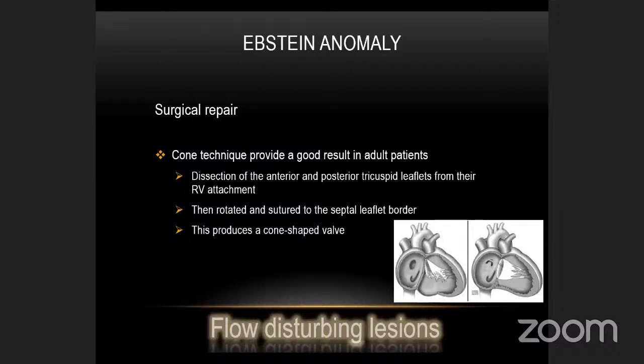In the cone technique, the steps are dissection of the anterior and posterior tricuspid leaflets from their RV attachment, then rotating and suturing them to the septal leaflet borders. This produces a cone-shaped valve, which is fixed distally at the right ventricular apex and proximally at the tricuspid valve annulus.